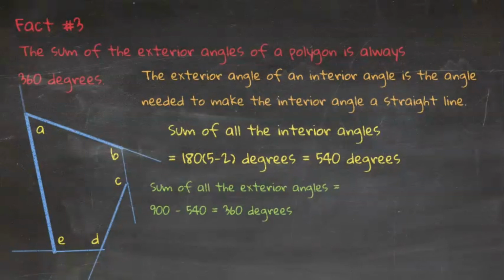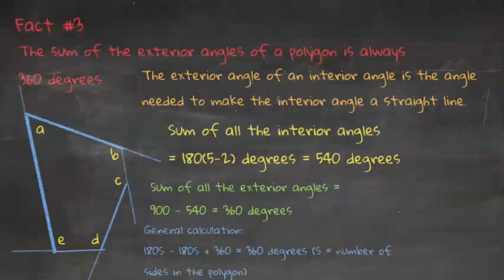This works all the time, as the sum of the exterior angles will always be 180S minus 180(S minus 2), which equals 360 degrees, where S is the number of sides of the polygon.